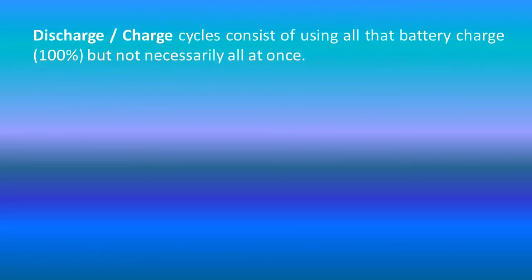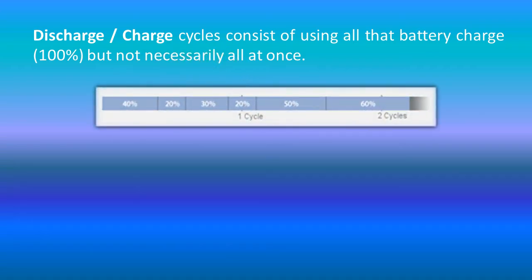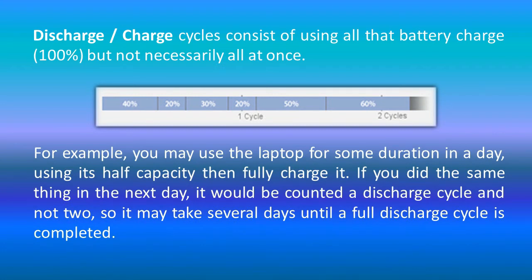Discharge and charge cycles consist of using all that battery charge, that is 100%, but not necessarily all at once. For example, you may use the laptop for some duration in a day, using its half capacity, then fully charge it. If you did the same thing the next day, it counted as one discharge cycle and not two. So it may take several days until a full discharge cycle is completed.